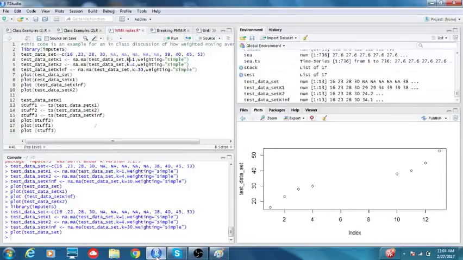So in this case we have a 5-hole gap. We have values 16, 23, 28, 30, 5 NAs, 38, 40, 45, 53. So we have sort of a progression. We're having a positive progression in this case. This is stock market data.